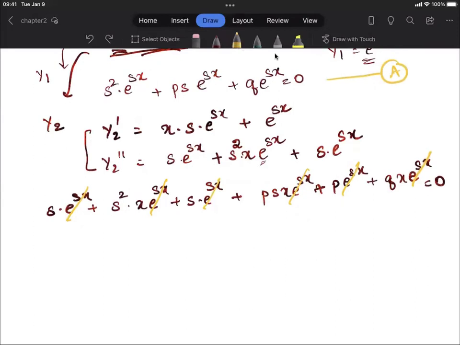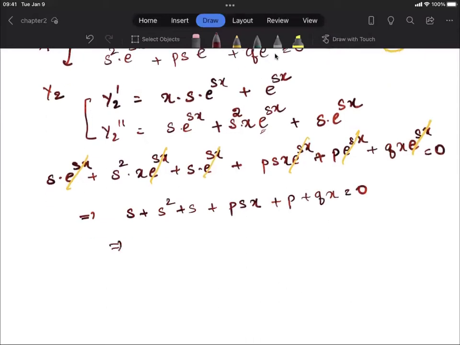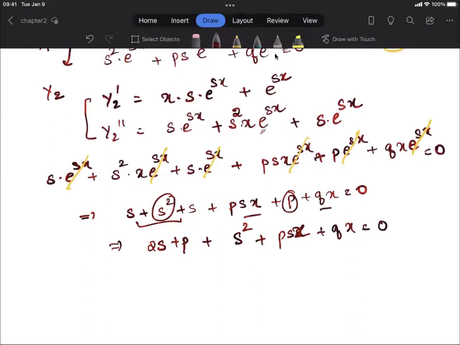And this can be written as s plus s squared plus s plus psx plus qx equal to 0. Now I can club these two and write them as 2s plus p. I'm going to club those two together, plus s squared x plus psx plus qx equals 0.